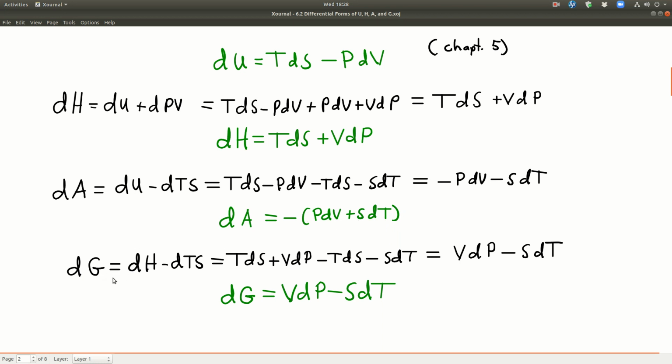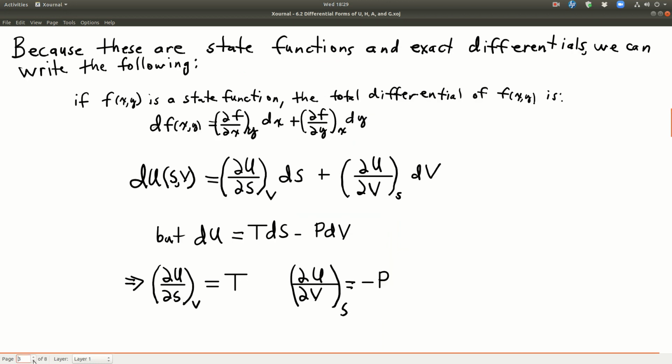Likewise, for Gibbs energy, G is equal to H minus TS, so dG is equal to dH minus d(TS). Taking the dH term, replacing it with what we just got, TdS plus VdP, and then d(TS) is TdS plus SdT. Once more, the TdS and minus TdS terms cancel, and we're left with dG equal to VdP minus SdT. All right, we're going to do some good stuff with this, don't worry.